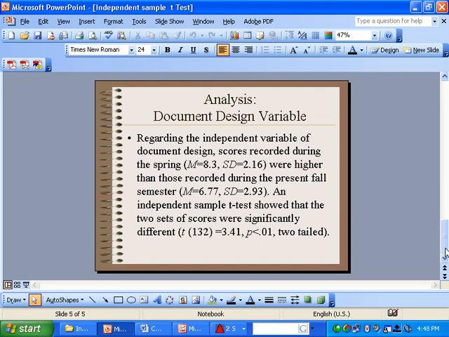Such measures allow us to compare the progress, improvement, or lack of improvement, across semesters, in this particular case, of two groups of students. The independent sample t-test, therefore, allows us to compare means for two groups of independent cases.